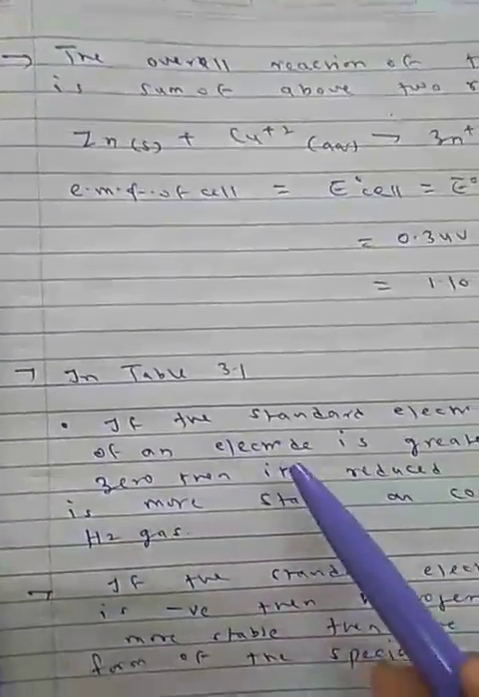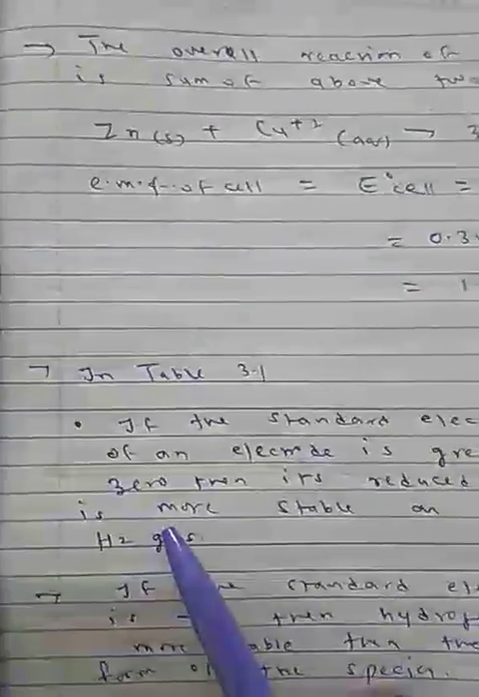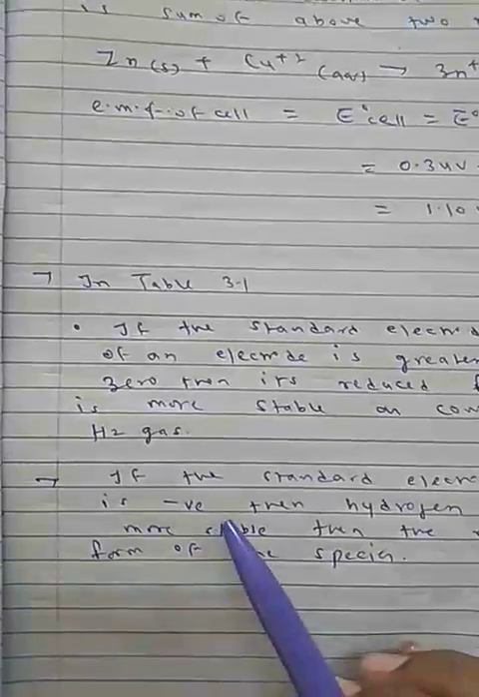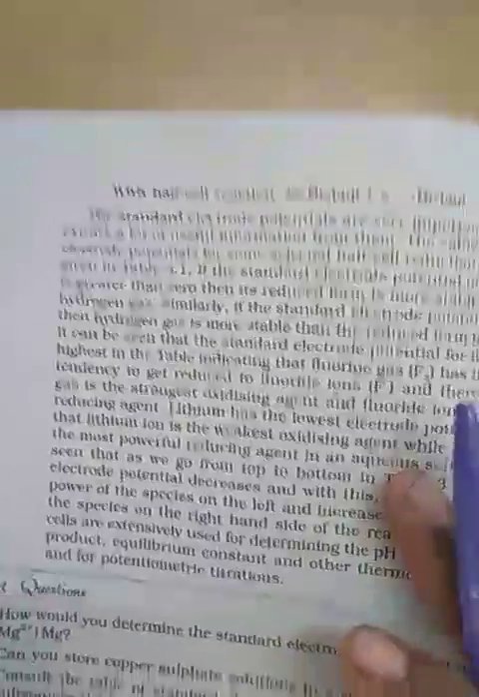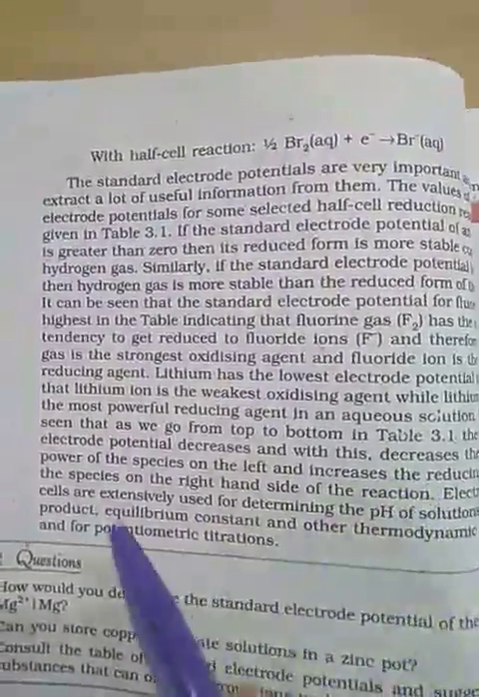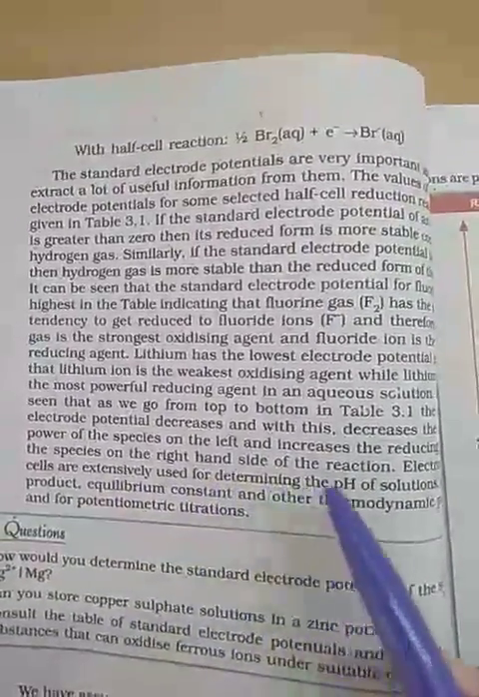In table 3.1, if the standard electrode potential of an element is greater than 0, then its reduced form is more stable as compared to hydrogen gas. Now, if the standard electrode potential is negative, then hydrogen gas is more stable than the reduced form of the species. You can see this. One example is also given in the table. As the electrode potential decreases, the reducing power of the species on the left decreases and the reducing power of the species on the right hand side of the reaction increases.